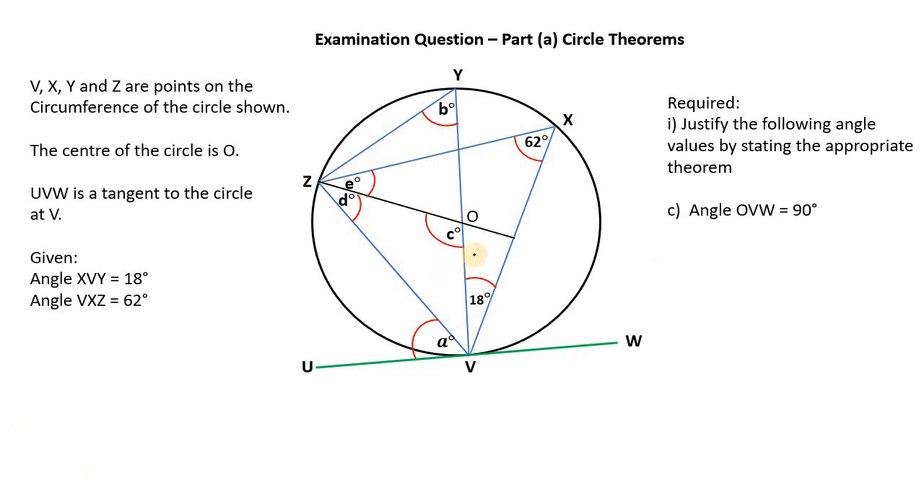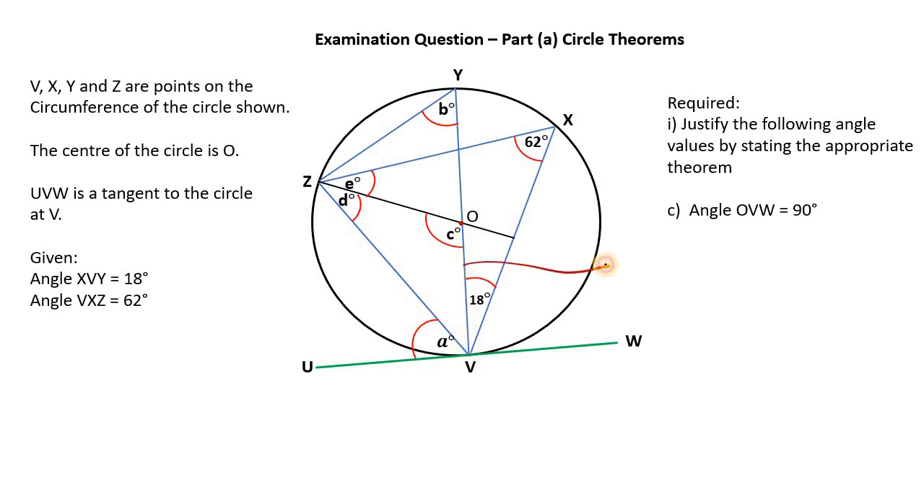And this one now, they're saying here angle OVW. Let's look at where we start. We start at O, we go to V, and then we end at W. So we're going to go from O, draw a line straight down to V. So that's the radius OV, because the center is O. And any line drawn from the center to the circumference is a radius.